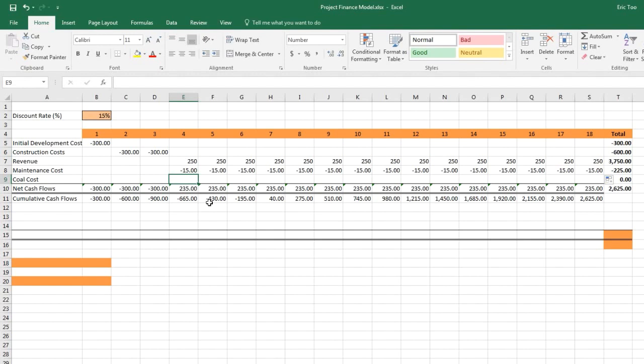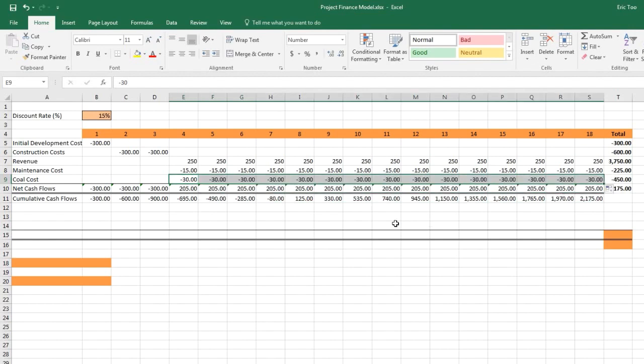And to operate this plant, we have to find the raw material, in this case the coal, which costs us 30 million each year. So that is the cost of minus 30 million, and we copy that again to year 18.